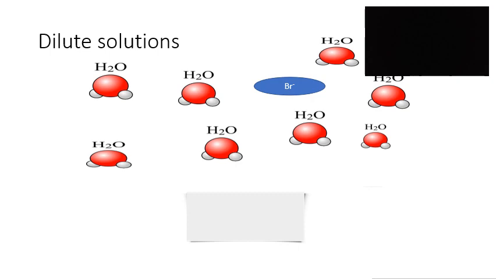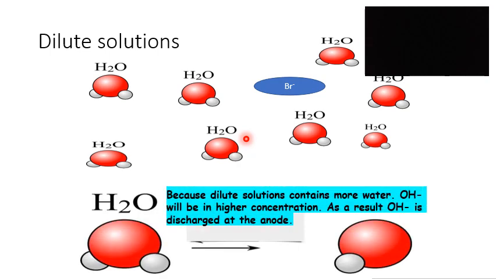So with dilute solutions, remember that dilute means that it has more what? We look at this diagram, do you have more of the ion or do you have more of water? You have more of water. So dilute solutions mean you have more water present. So because you have more water present, your hydroxide, which is OH negative, will be in higher concentration. So as a result, OH negative is going to be discharged at the anode. So we're going to see what that means later on.